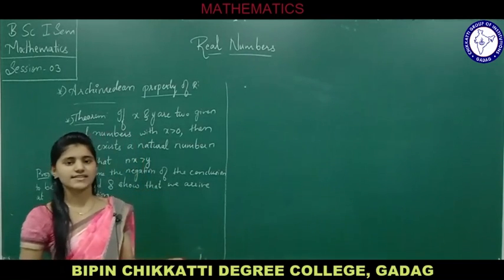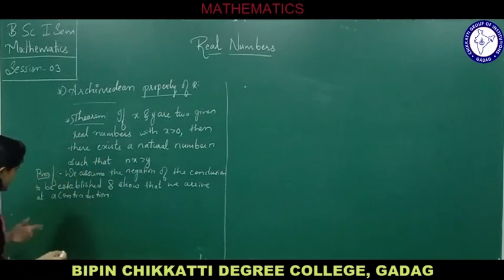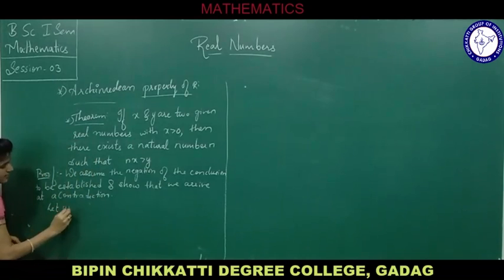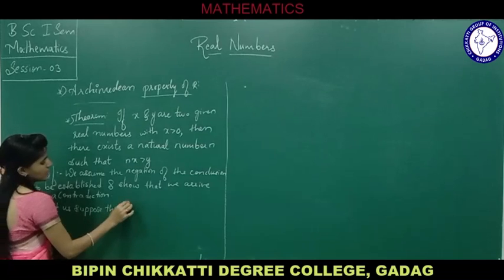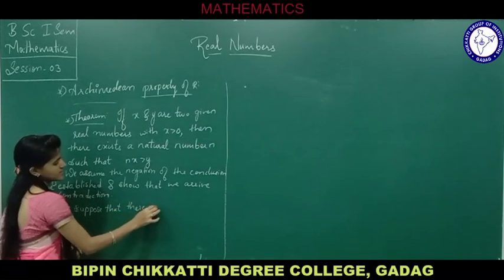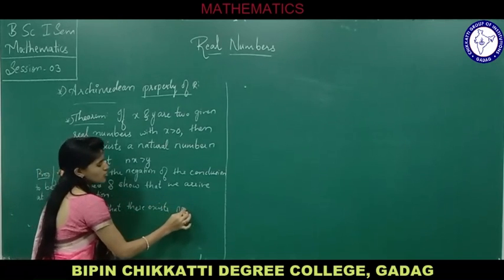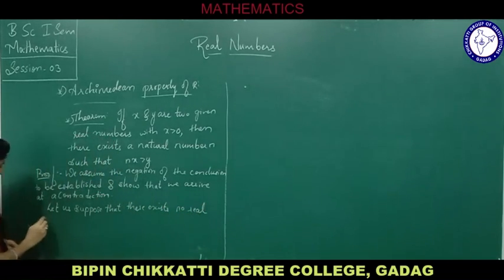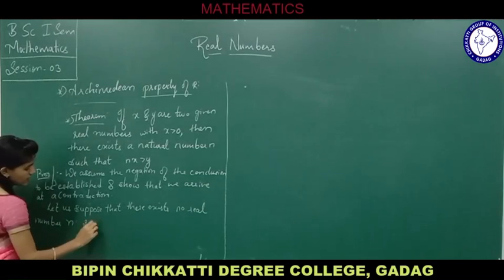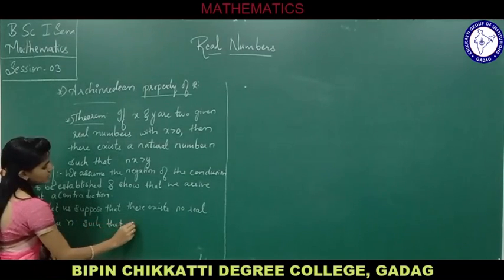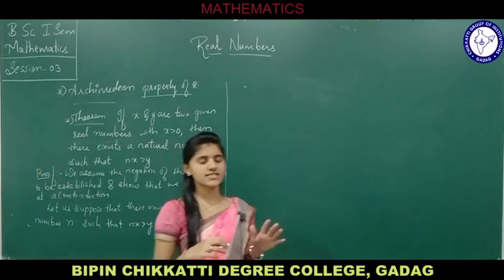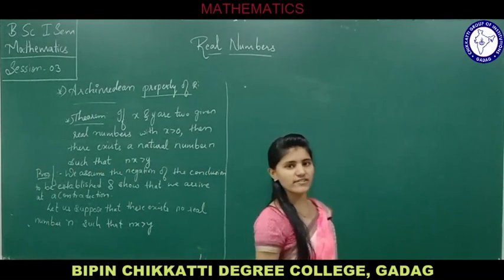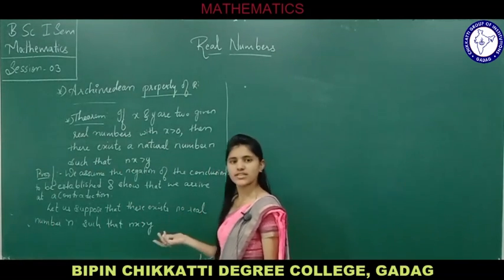Let us suppose that there exists no real number n such that n into x will be greater than y. See, we consider the contradictory, we consider the negation of the statement. What we have considered? We considered there exists no real number at all.